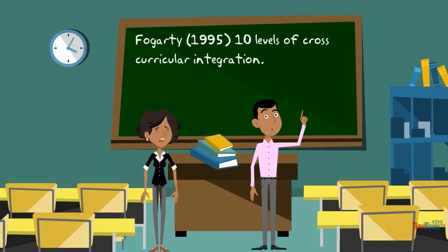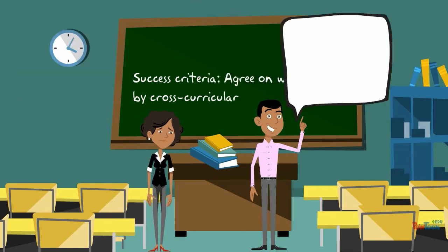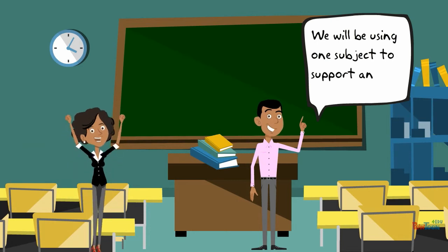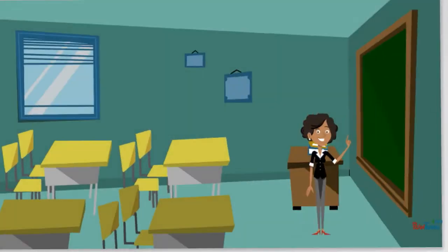Fogarty, in 1995, described 10 levels of curricular integration. So it is essential to have a clear conception of what we mean by cross-curricular. This presentation will be treating cross-curricular teaching as meaning the use of one subject in order to support the other.